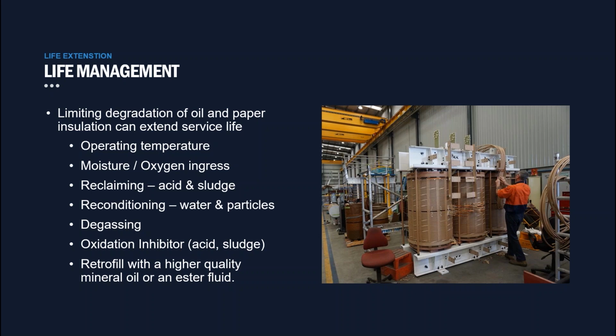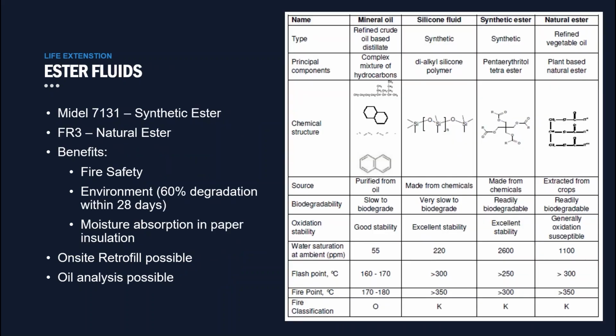And the final part of the presentation is about transformers filled with natural and synthetic esters. Two examples of ester fluids that we work with on a regular basis are MIDEL 7131 and also FR3. So MIDEL 7131 is a synthetic ester, and it was introduced to the market in the 1970s. So it's been around for a long time. FR3 is a natural ester, and it's produced from soybeans, and it was introduced to the market in the 1990s.